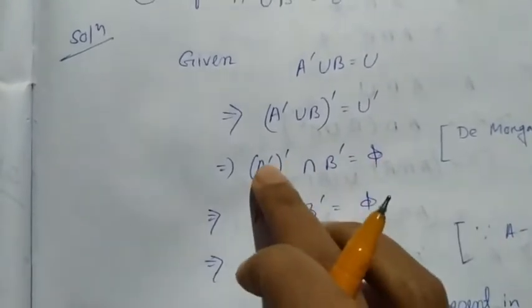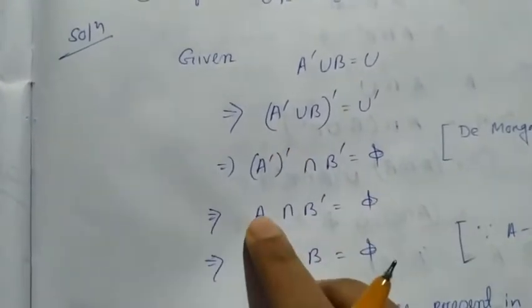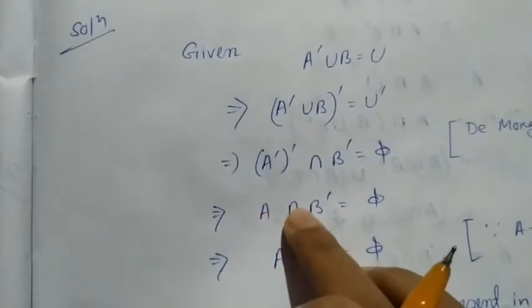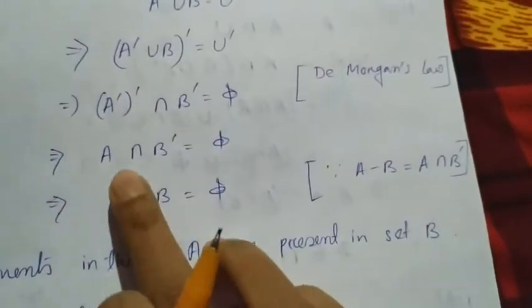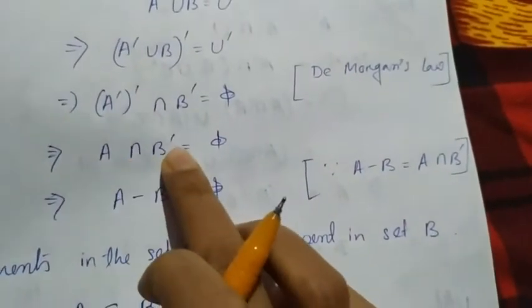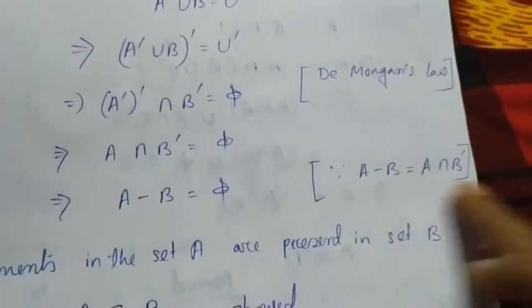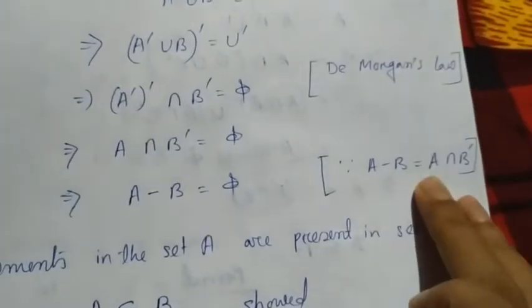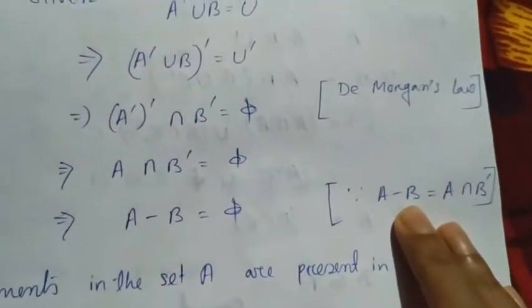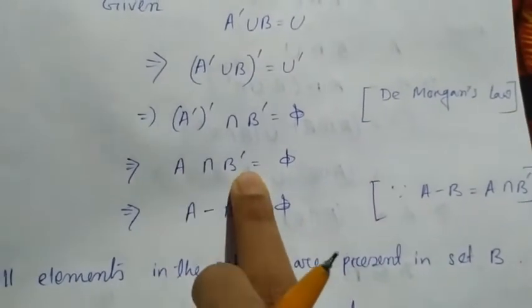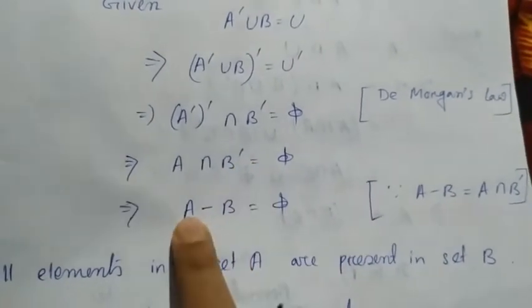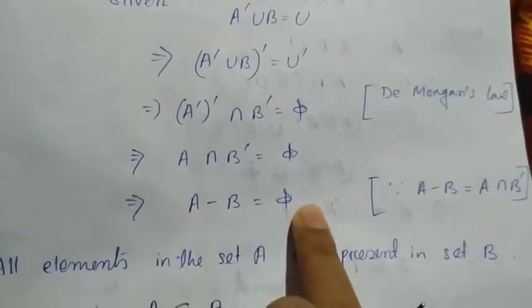Now you see, A complement complement is here nothing but A, isn't it? So A intersection B complement is equal to phi. Now A intersection B complement is equal to A minus B. This should be known to you as a formula. Remember this, it is used here. A intersection B complement equals phi, which implies A minus B equals phi.